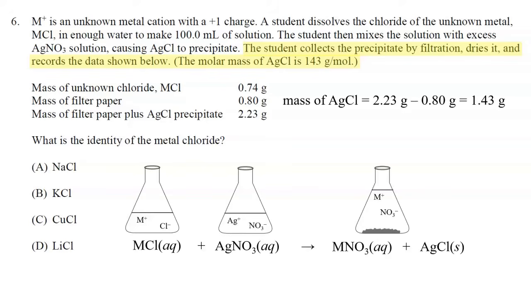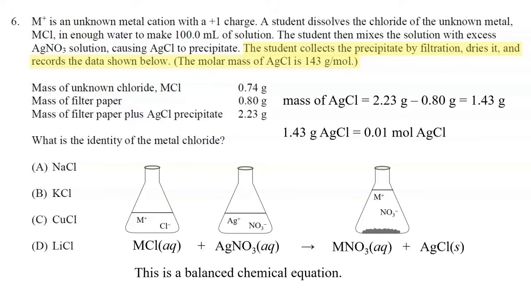The nice thing about that number, 1.43, is the molar mass of AgCl is 143, and we have a mass of 1.43. So that means that because we're just moving the decimal over two spaces, we have exactly 1/100th of a mole of AgCl. We have 0.01 moles of AgCl. Now take a look at this equation that we have, MCl plus AgNO3. The MCl is the unknown compound that contains chloride. AgNO3, silver nitrate. It produces MNO3, so some nitrate compound of this mysterious unknown metal cation, and then AgCl, the precipitate. This is a balanced chemical equation.